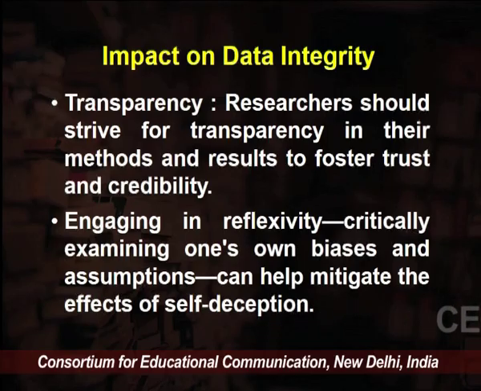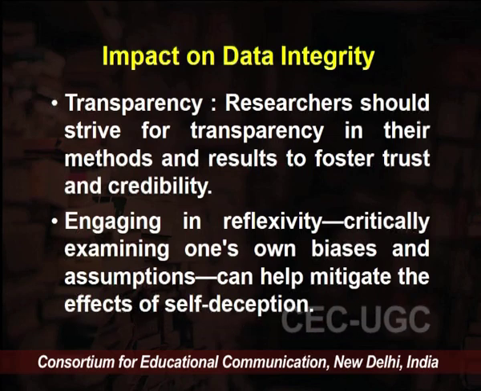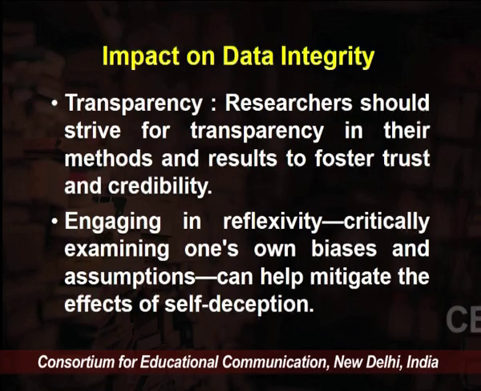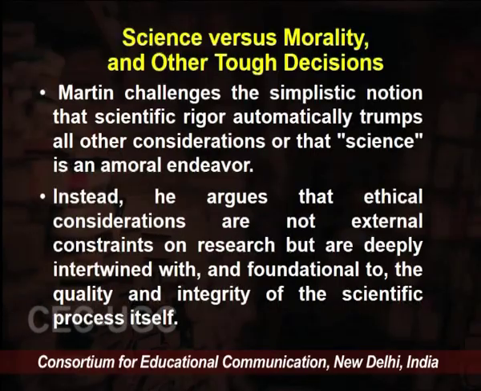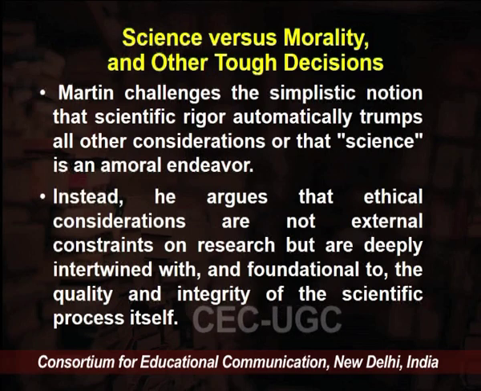Researchers should engage in reflexivity, that is, critically examining one's own biases and assumptions, which helps mitigate the effect of self-deception. Here we are going to refer to the book Thinking Through Methods by John Martin, and he is talking about the way in which ethics in research is possible, suggesting the way forward for doing ethical research. In this chapter, he is talking about the dichotomy between science and morality.